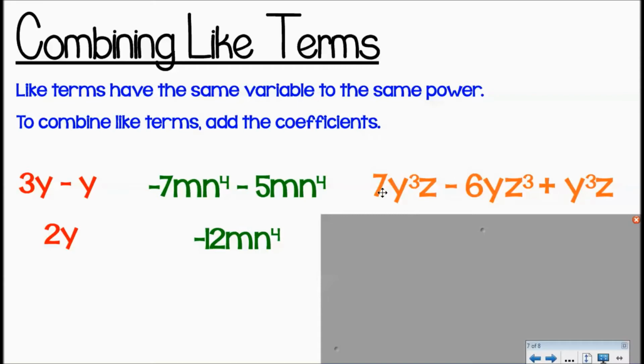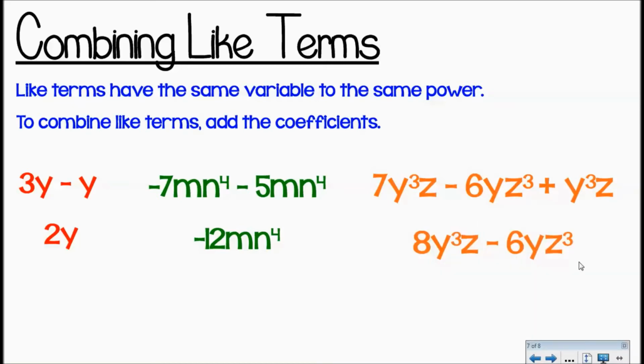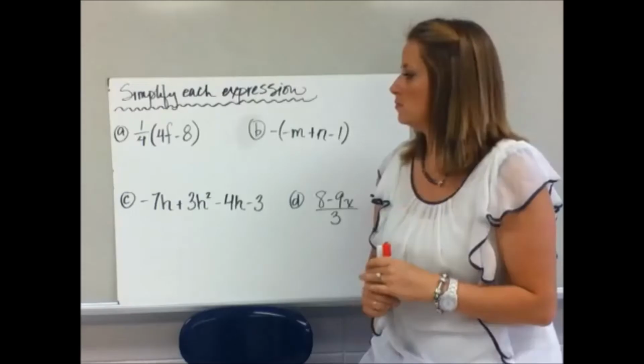Now with the orange here, 7y to the third z minus 6y z to the third plus y to the third z. All three of those are not like terms. Only the first one and the last one are like terms because it's y to the third z, y to the third z. So combine those. 7 and 1, it's like the invisible coefficient, gives you 8y to the third z, and then the minus 6z to the third stays there. We'll get a lot more practice of this in class.